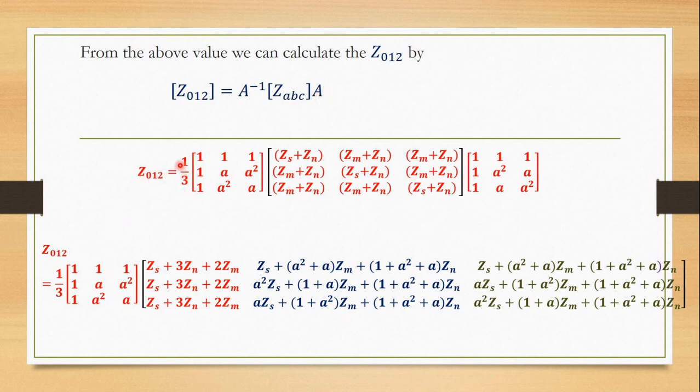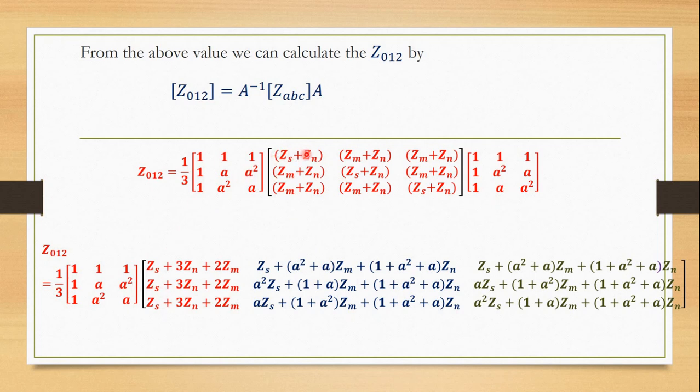Z012 equal to 1 by 3. What is A inverse? 1 by 3 times the matrix 1, 1, 1, 1, A, A square, 1, A square, A. And next put the ZABC value, which we have already derived. And next put the A matrix: 1, 1, 1, 1, A square, A, 1, A, A square. Next, what do I have to do? Multiply the second and third matrices first.